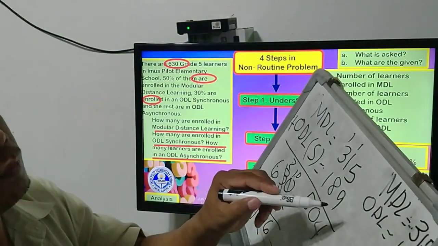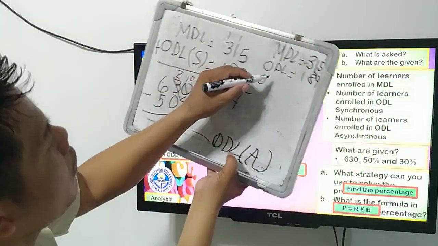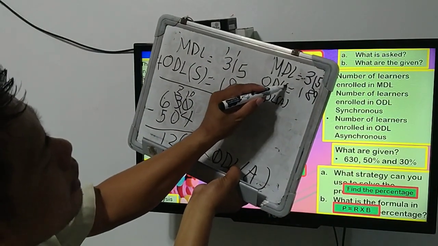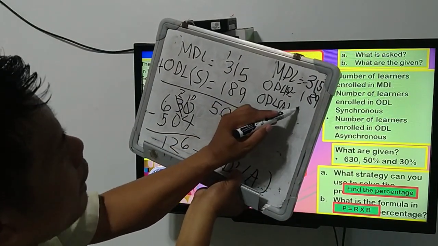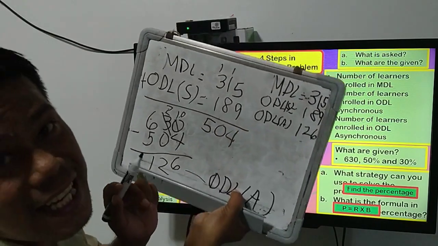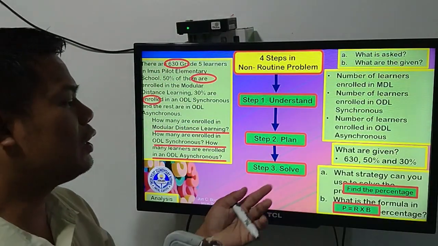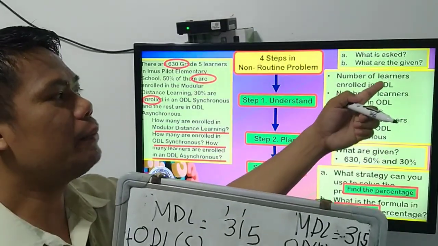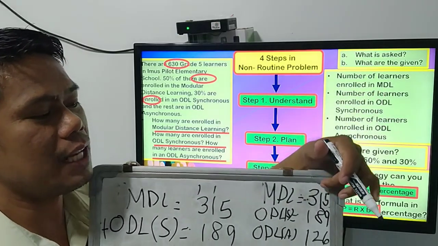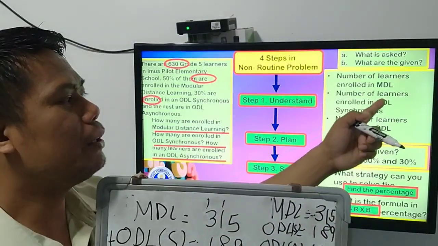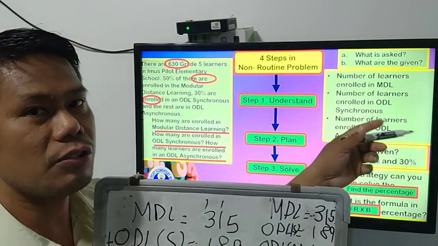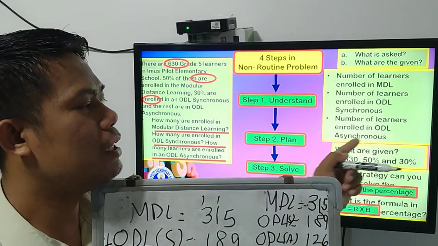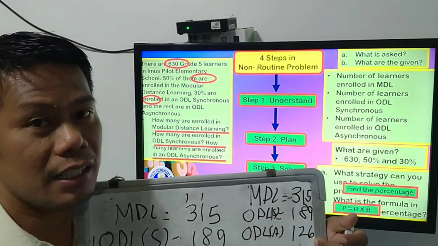So this is now our answer for the ODL asynchronous. Okay. So this is now the step 3. We solved, we got the number of learners enrolled in MDL again is 315. And the number of learners enrolled in ODL synchronous is 189. And the number of learners enrolled in ODL asynchronous is 126.